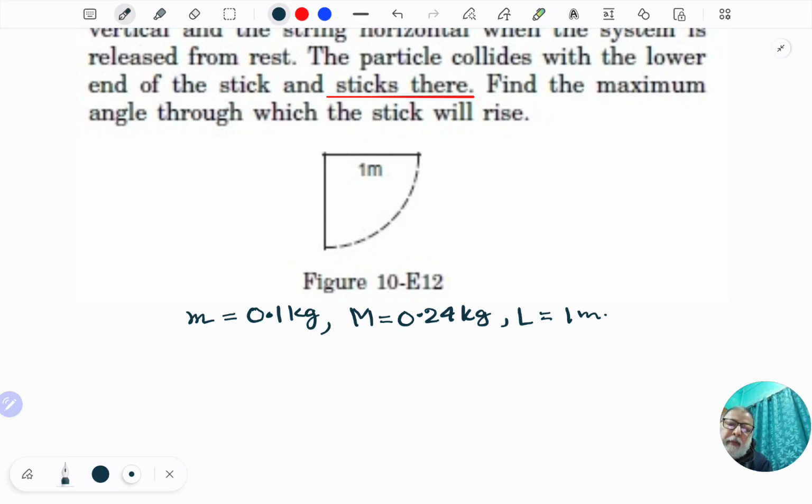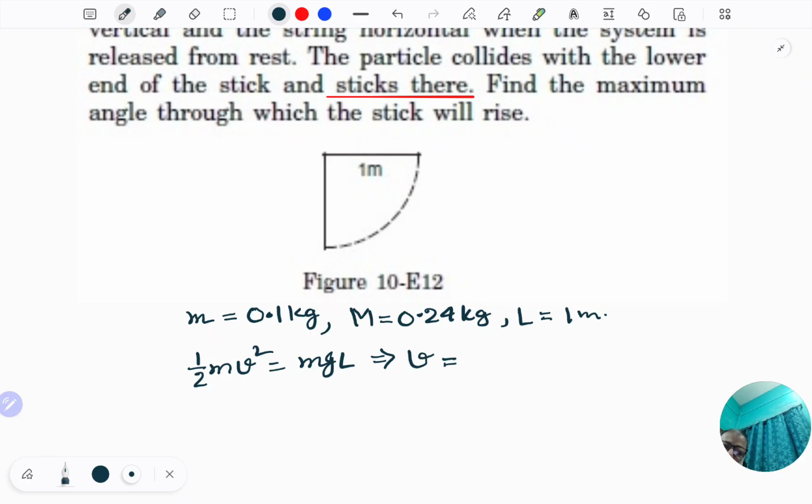Now, if the particle strikes the end of the rod with a velocity v, then from the principle of conservation of energy, that is, gain in kinetic energy of the particle, half mv squared, is equal to loss in potential energy of the particle, mgL, we immediately get the value of the velocity with which the particle strikes the rod, which is root under 2gL.